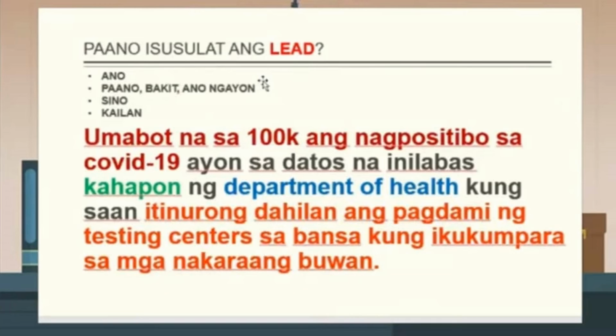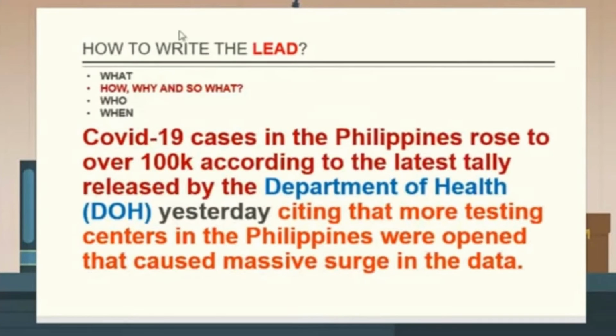Usually in Filipino, you start with the verb. Ito ngayon yung so what: itinurong dahilan ang pagdami ng testing centers. Yan ang so what. Ano ngayon? In English, COVID-19 cases in the Philippines rose to over 100,000 according to the latest tally released by the Department of Health or DOH yesterday, citing that more testing centers in the Philippines are opened that caused a massive surge in the data. Again, you can have who, what, so what. So this is what? COVID-19 cases.